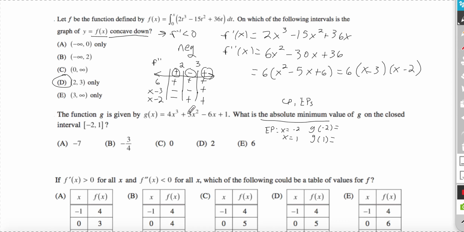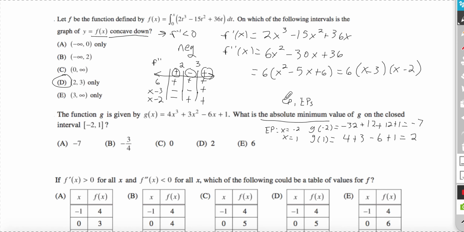So negative 2 cubed is negative 8 times 4 will be negative 32, plus negative 2 squared is 4 times 3 is 12. Negative 2 times negative 6 is 12, plus 1 is going to give us 24. Negative 32 plus 24 is going to give us negative 8, plus 1 is negative 7. When I plug in 1, I'll get 4 plus 3 minus 6 plus 1, which is going to give us 7 minus 6 plus 1 is 2.